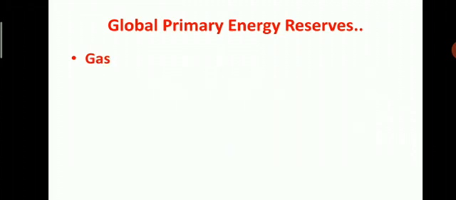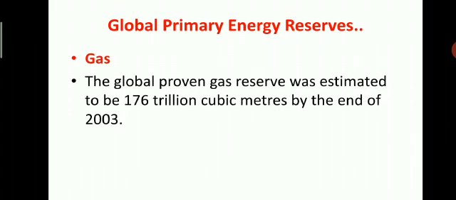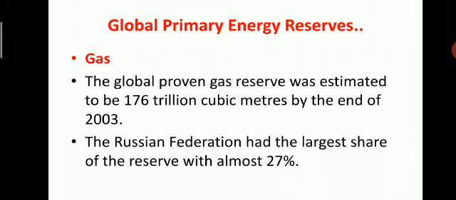Let us see gas. The global proven gas reserves were estimated to be 176 trillion cubic meters by the end of 2003. The Russian Federation had the largest share of reserve with almost 27%. So Russia presently also has the largest share of reserve in case of gas, 27%.